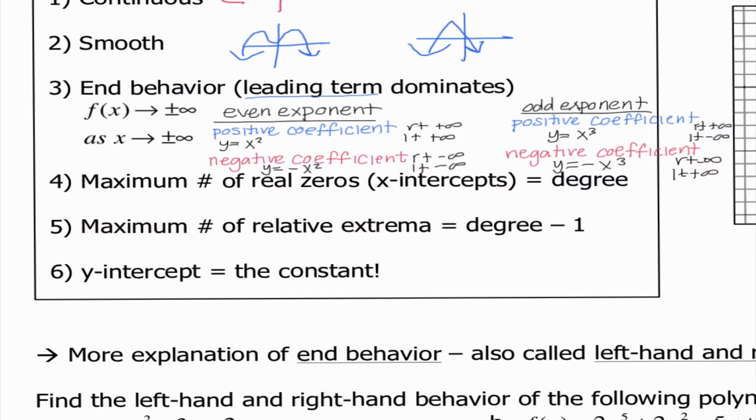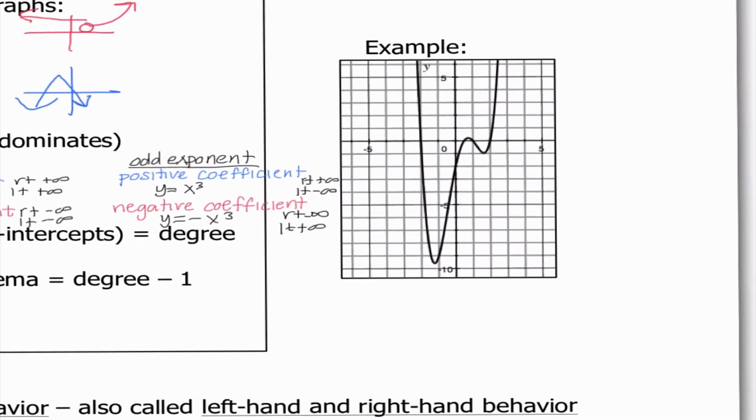Next, our maximum number of relative extrema is our degree minus 1. And the y-intercept is our constant. Okay, so I'm just going to scroll over here, and this is an example of a polynomial function. Just based on the end behavior here, I can tell that it has a positive even exponent. And I can see that it crosses the x-axis 4 times, so I'm thinking that this is going to be some sort of x to the 4th. And I can see that my constant goes through at -2.